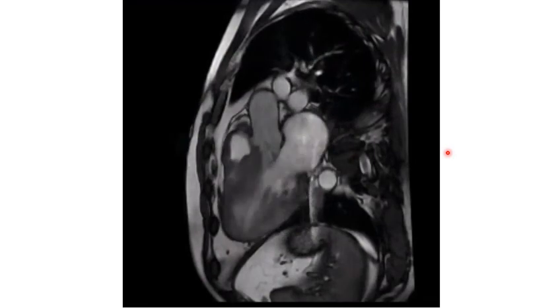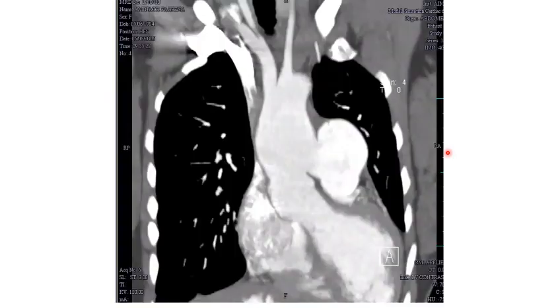Sir, in truncus, how will it be? Will it look the same as this? Sometimes it's difficult, because with type 1 truncus there's sometimes a difficulty to differentiate. But if you can see that this vessel is arising from the right ventricle, then you can be sure that it is an AP window. AP window, okay.